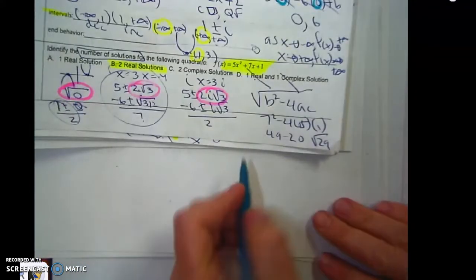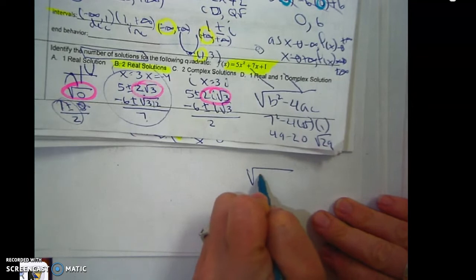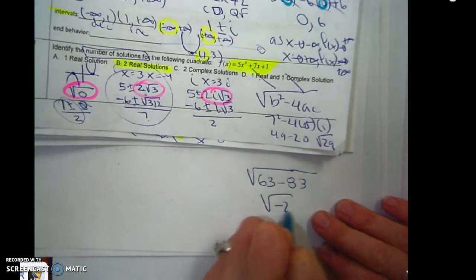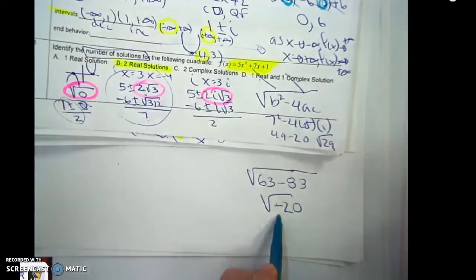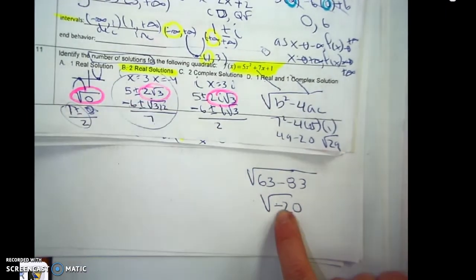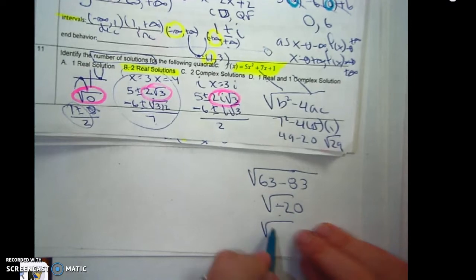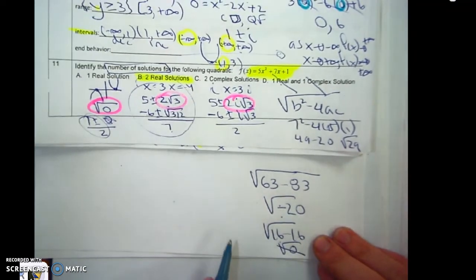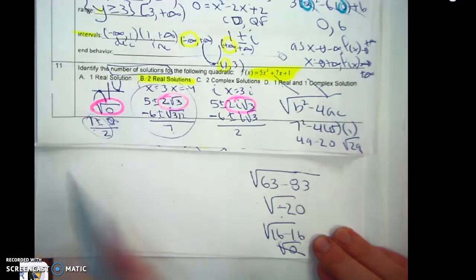If I ended up getting, let's say, the square root of, I don't know, 63 minus 83, I would get the square root of negative 20. Boom, that's negative. That would be imaginary. 2 complex solutions. If I would get the square root of 16 minus 16, that's the square root of 0. Well, square root of 0 is 0. There's only 1 answer. That would be 1 real solution.